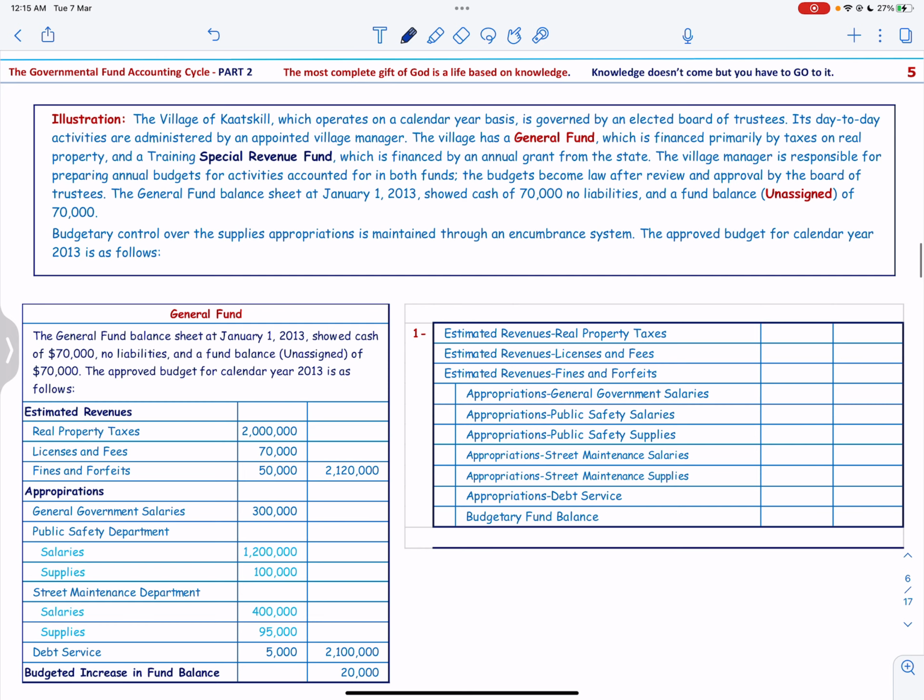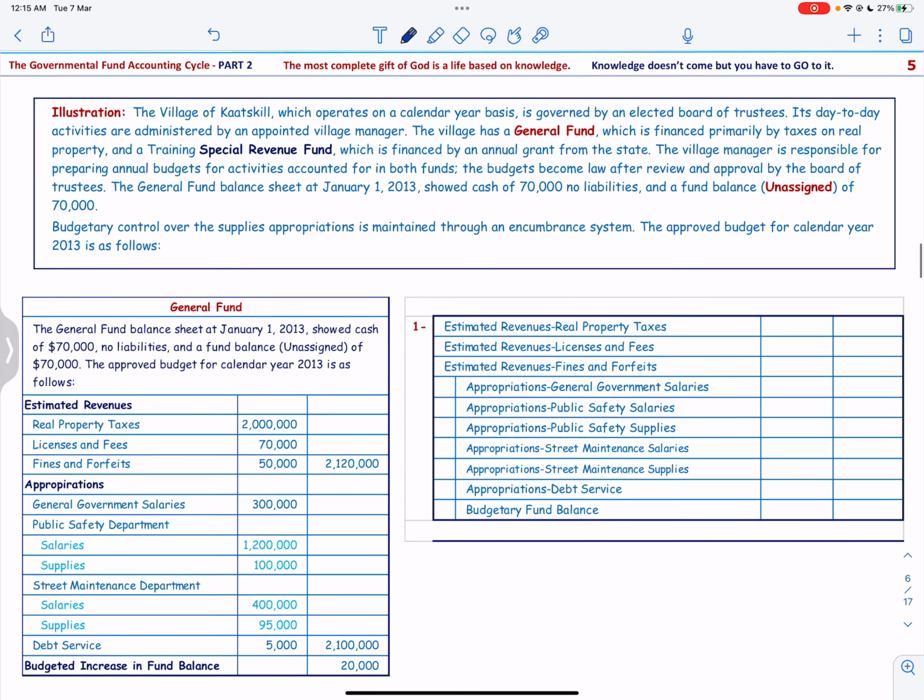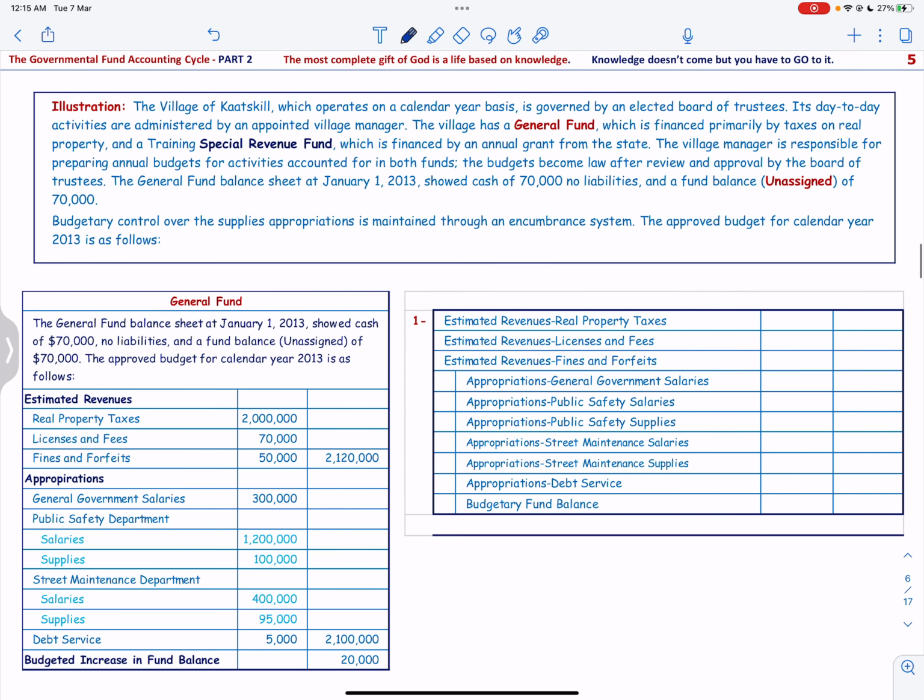So let us start with an illustration. The village of Catskill, which operates on a calendar year basis, is governed by an elected board of trustees. Its day-to-day activities are administered by an appointed village manager. The village has a general fund, which is financed primarily by taxes on real property, and a training special revenue fund, which is financed by an annual grant from the state. And we will talk about special revenue funds after we finish explaining recording of general fund transactions.